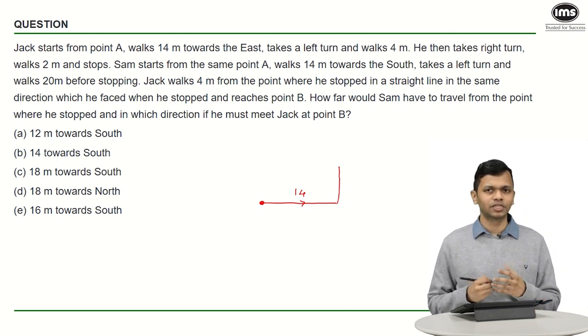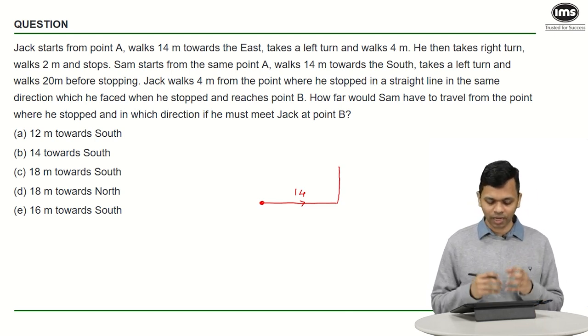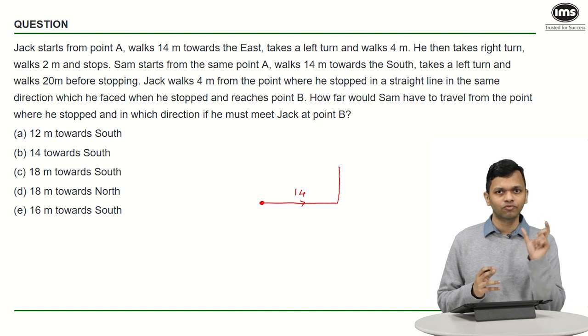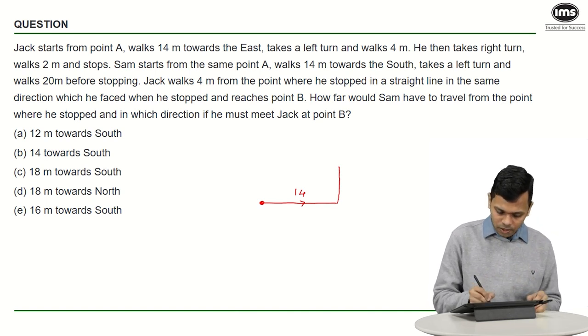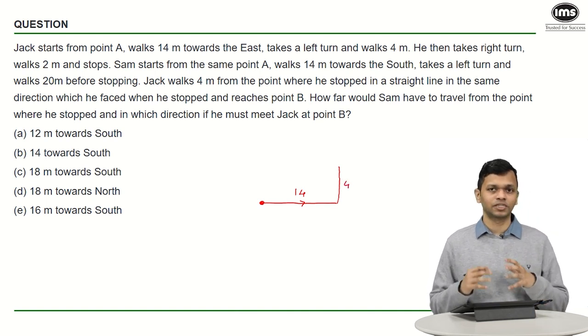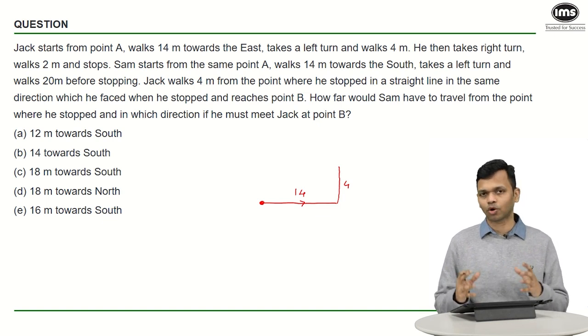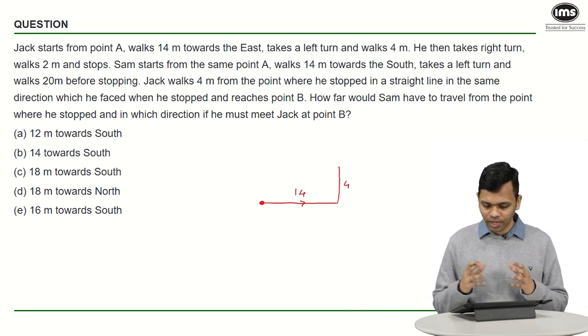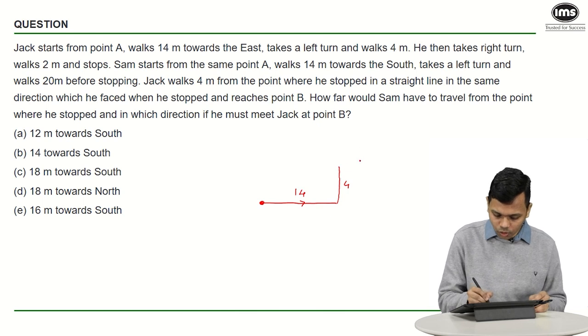So while I am drawing this now, which is 4 meters, I am ensuring that it is smaller than the 14 meter that I have drawn. So the way you look at any map which has things in proportion, you have to draw things proportionately here as well. He then takes a right turn and walks 2 meters.